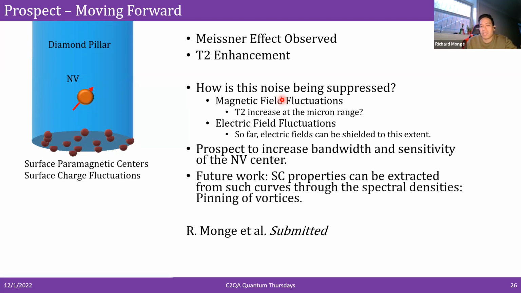And our future work will most likely use these coherence curves and extract spectral densities from them. So we can take the T2 close and away from the superconductor, take the spectral density, subtract them, and obtain information about the sample itself. And perhaps we can get information about the frequency pinning of the vortices, which arise due to the superconductor being in the mixed state.